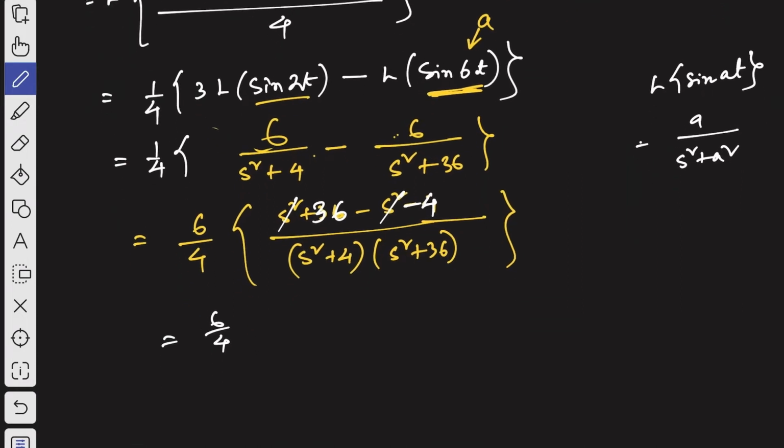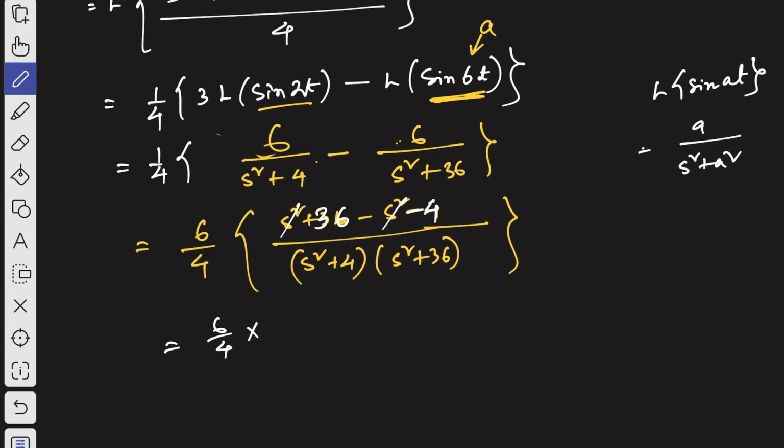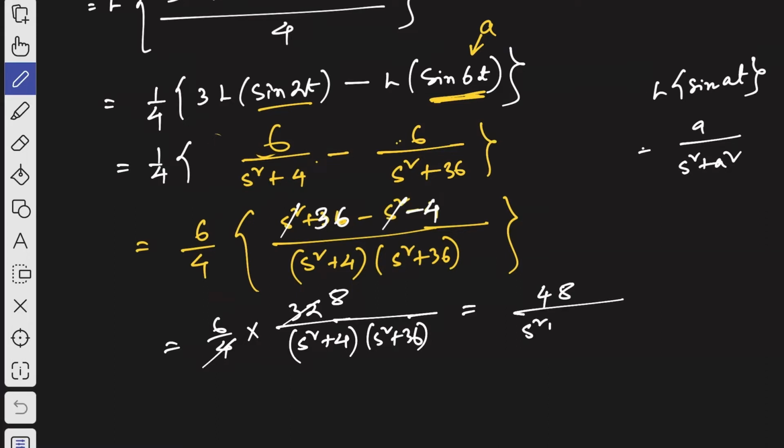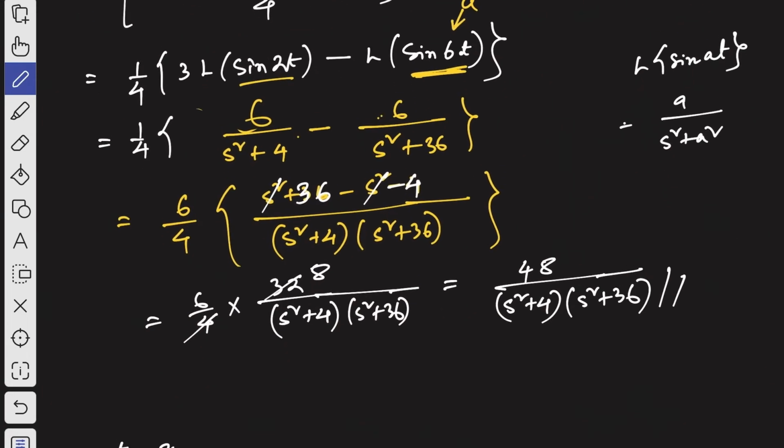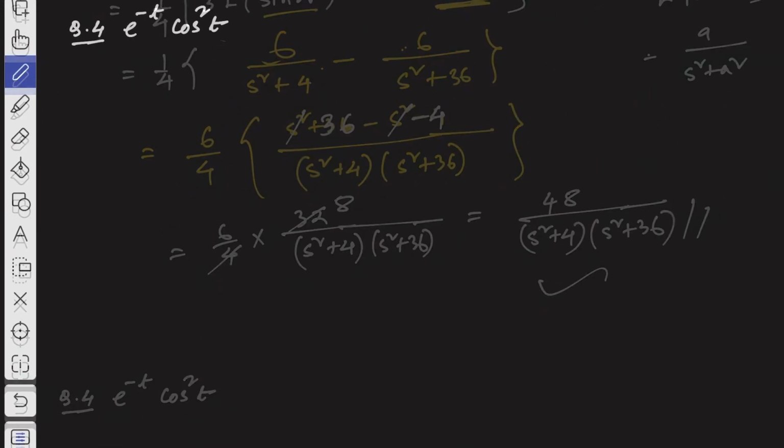6 by 4 into 32 by (s square plus 4) into (s square plus 36), that's what we will get. Cancel 32 by 4, then you will get 8, then 8 6s are 48, so our final answer is 48 by (s square plus 4) into (s square plus 36). So that's our answer. So that is the Laplace transformation of sine cube 2t, which is equal to this one.